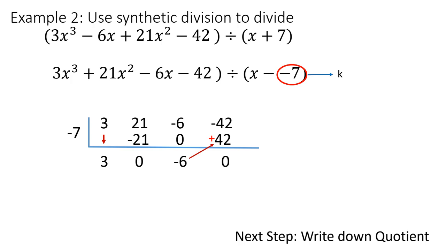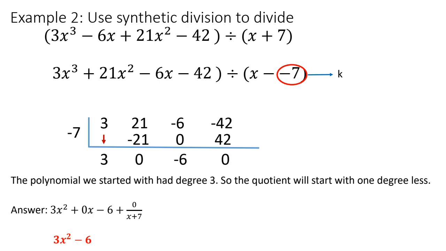Our quotient, our answer for this one, is going to be 3x squared. Again, we started with a cube, so this is 3x squared plus 0x. There was no linear term here. And then the minus 6 is our constant. So we have 0 divided by x plus 7. Again, we can simplify this just to 3x squared minus 6. And again, for us to solve the zeros for this, it would now be easier if we want to find our solutions for our polynomial.